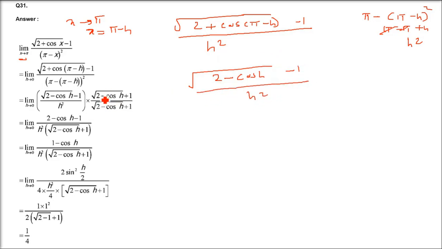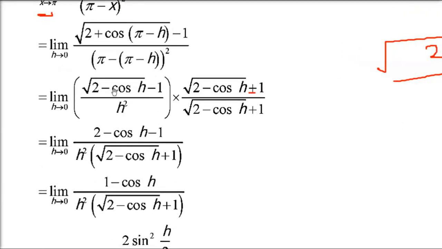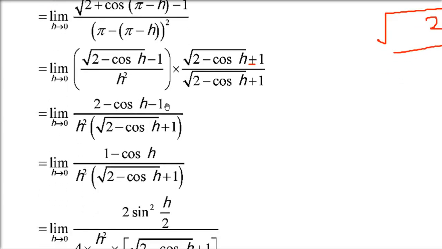So multiplying by the rationalization factor, take this with a plus sign, and multiply numerator and denominator by this. I'll just show you here only. A minus b, a plus b, so a square minus b square will come, that is 2 minus cos h minus 1 will come.